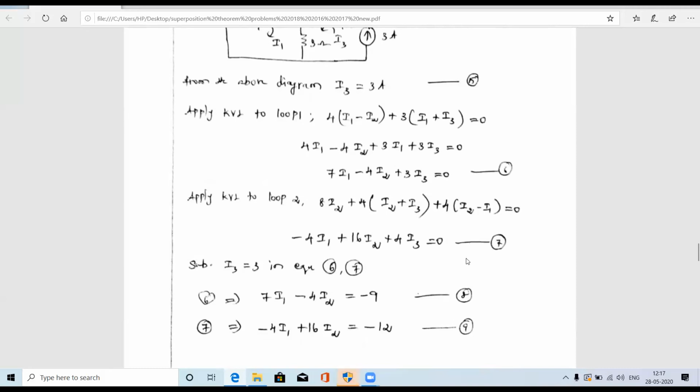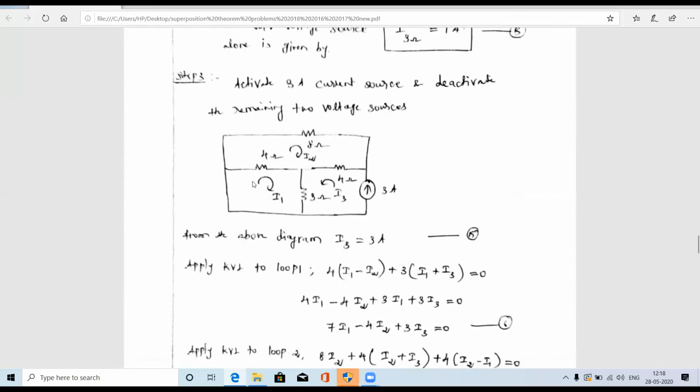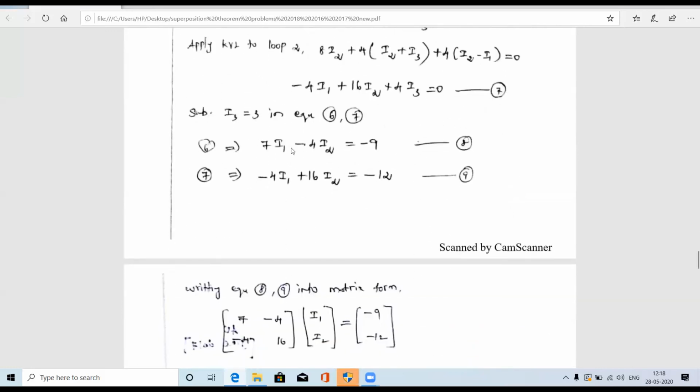In these two equations, the variables are I1, I2, I3, and we already have the value of I3. So what is the value of I3? I3 is 3 amps. So you just substitute the value of I3 in equation number 6 and 7. You see equation number 6 is reduced to this one and equation number 7 is reduced to this one. But what is our goal? Our goal is to find out the current flowing through the 3 ohm resistor. It is I1 plus I3. I3 is already known, so now we have to calculate the value of I1.